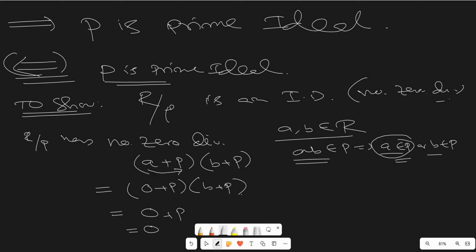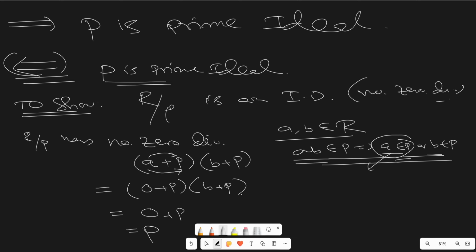We have assumed that this is our prime ideal, right? So prime ideal means if ab inside P, this should definitely imply that either a is inside P or b is inside P. Without loss of generality, I am assuming that a is inside P. If a is in P, then a plus P is already here, so a plus P means 0 plus P. P can be written as 0 plus P, and b plus P as usual. So this is P, which implies that (a plus P)(b plus P) is 0.